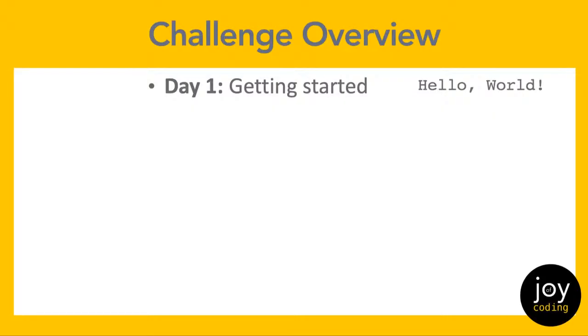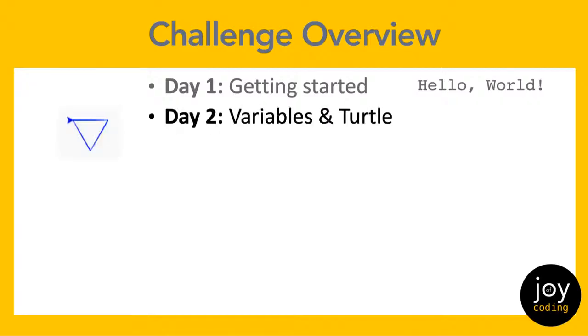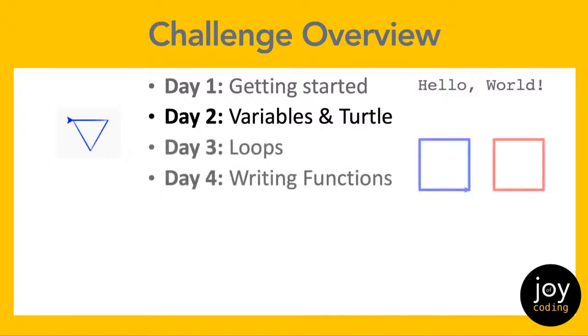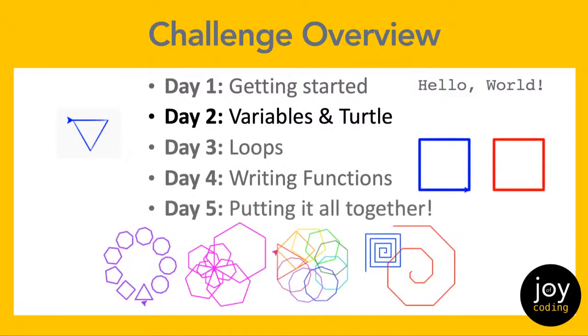So just to recap where we've been so far, this is day 2 of the Beginning Python Challenge. In day 1, we got started by displaying Hello World to the screen. If you haven't written a Python program to do that yet, please go back and complete that exercise first. Today we're going to work on variables and the turtle library, and we're going to draw a triangle to the screen. Coming up, we're going to look at loops, writing functions, and then the final day we get to put it all together and make some really cool pictures. I can't wait to see what you put together.